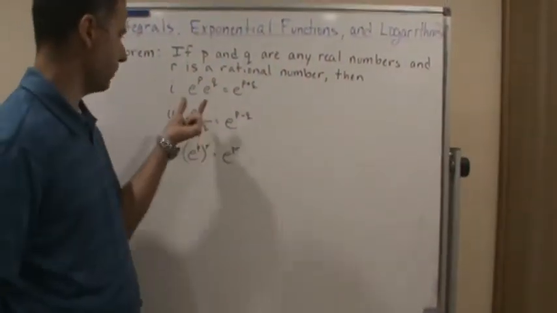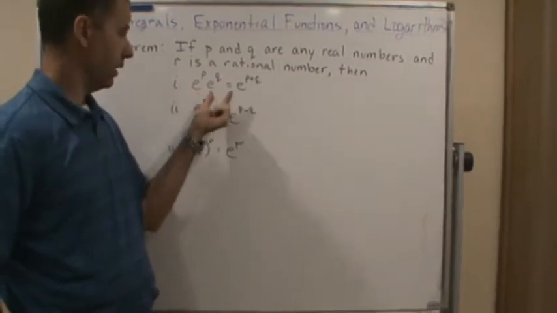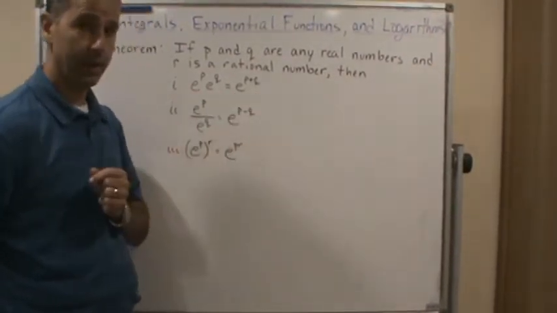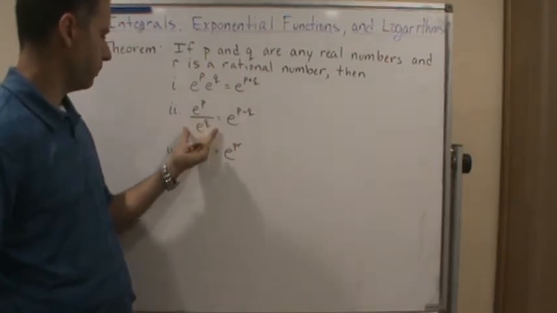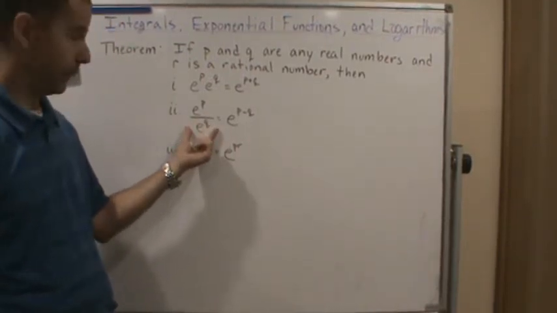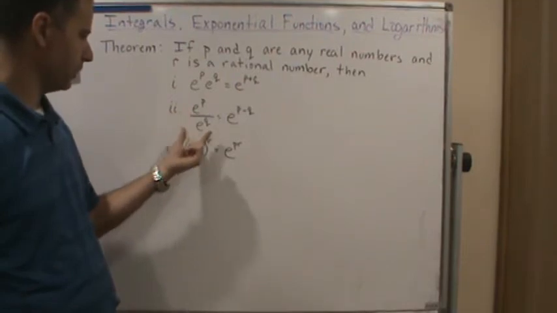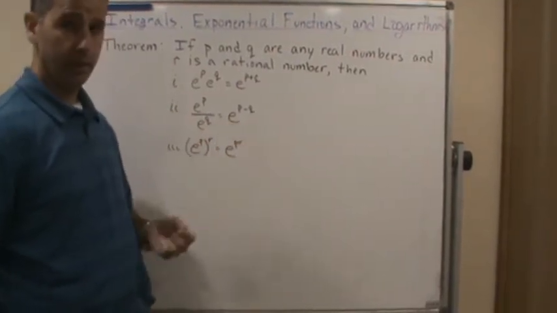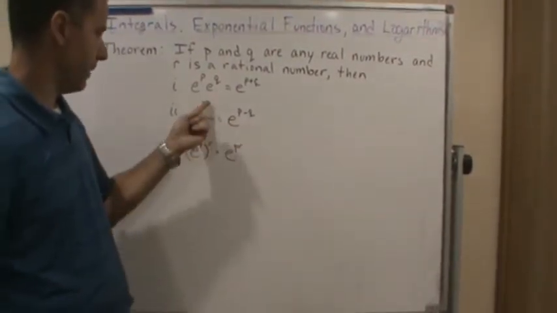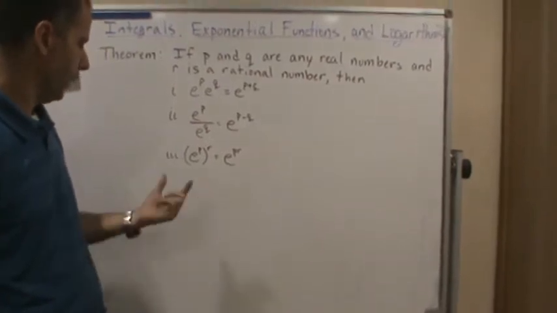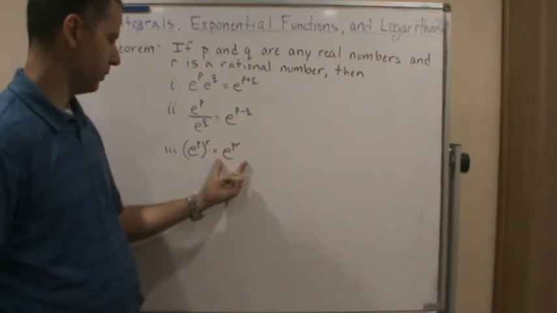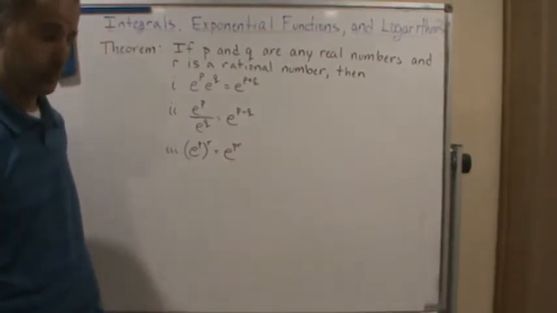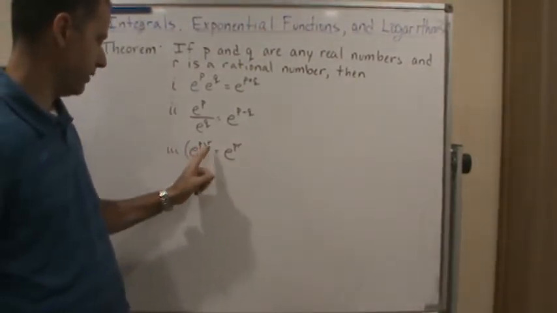Okay, so what are those properties? If we take the product of two exponentials, we add their exponents. If we're taking the quotient of two natural exponentials, then we subtract the exponents, top minus bottom. And then here we have a power raised to a power, and the property here is that we multiply the exponents if we have a power raised to another power.